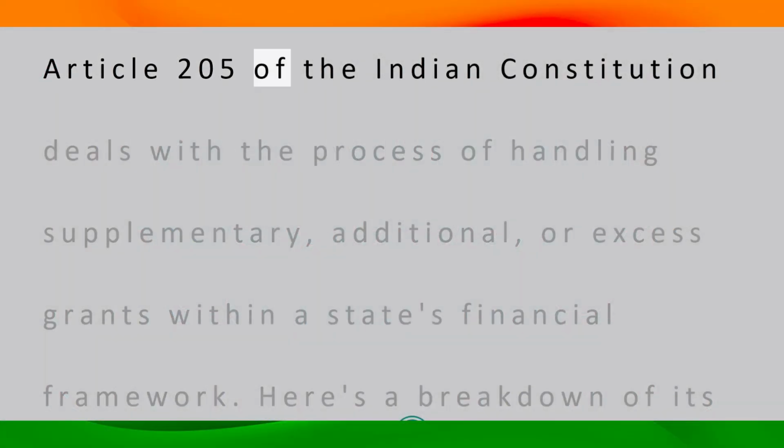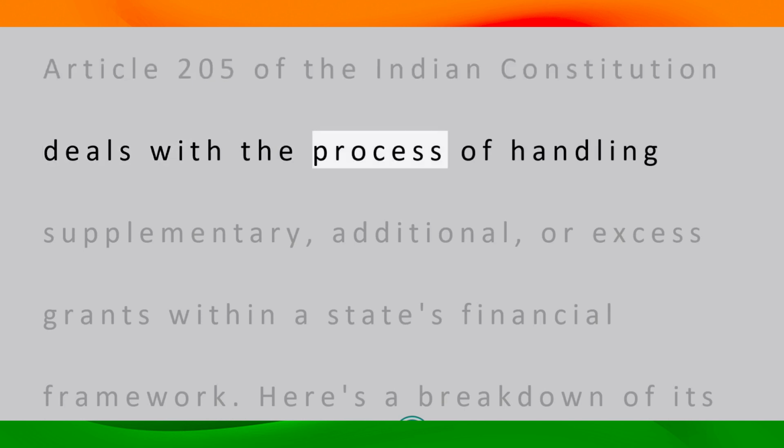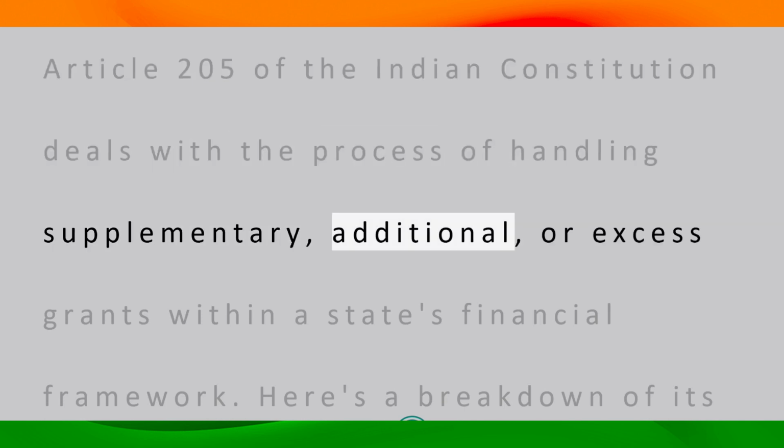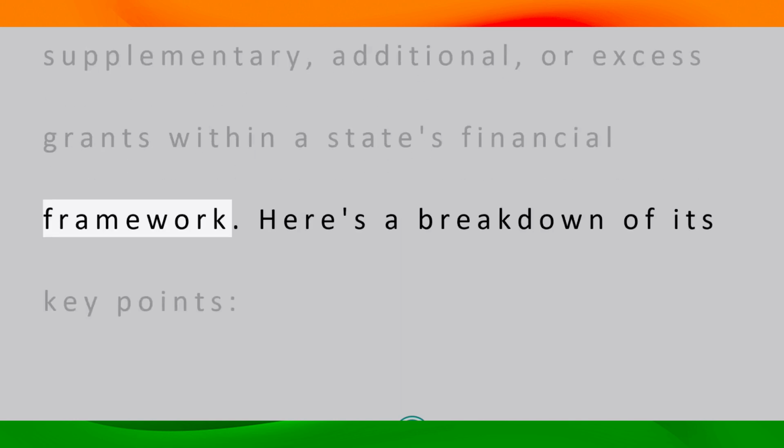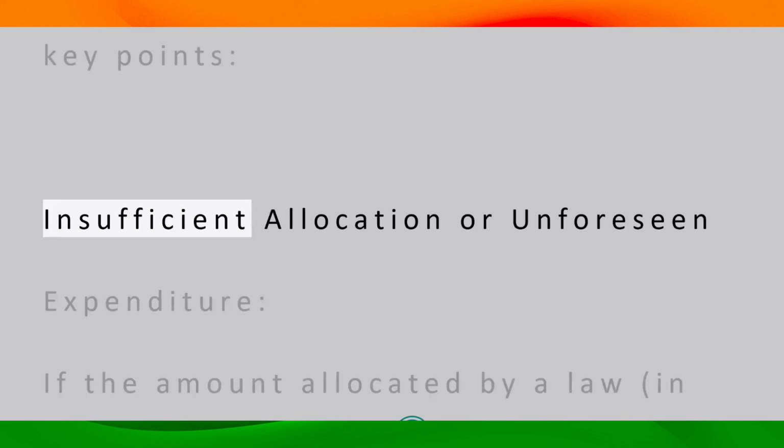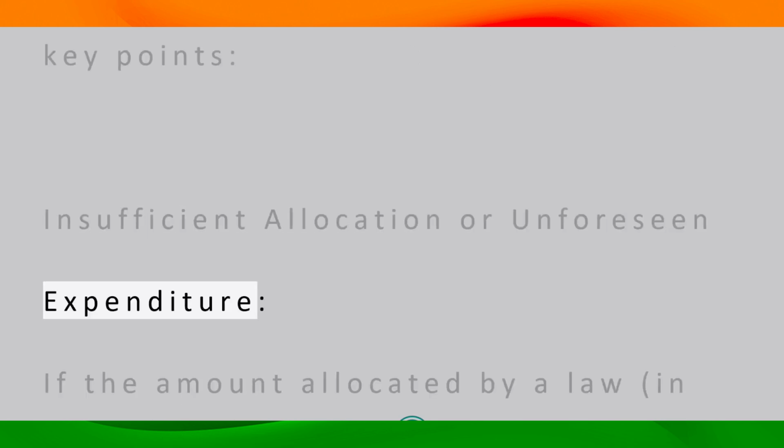Article 205 of the Indian Constitution deals with the process of handling supplementary, additional, or excess grants within a state's financial framework. Here's a breakdown of its key points. Insufficient allocation or unforeseen expenditure.